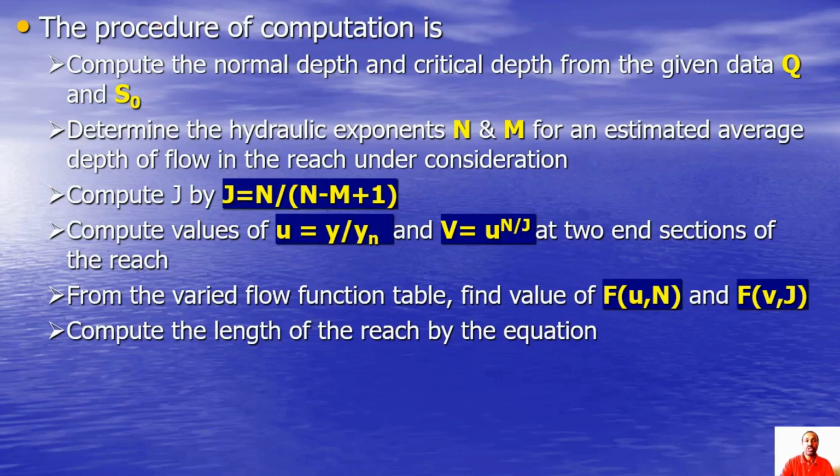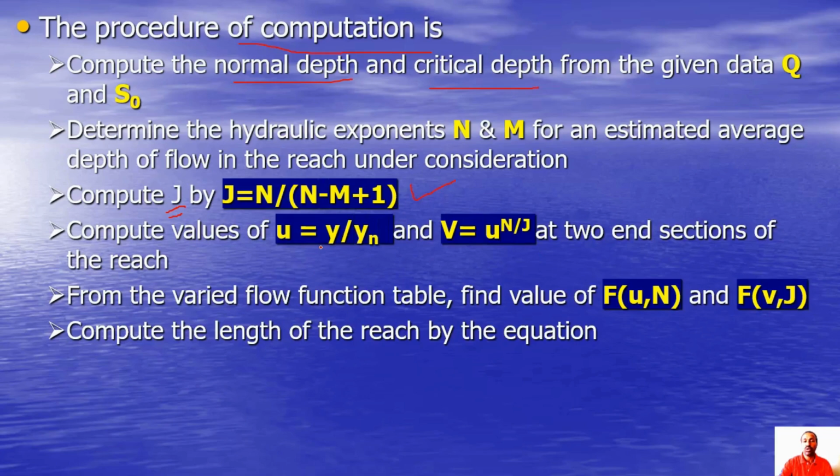So the procedure of computation for direct integration method is, first, compute normal depths and critical depths. The first step, from the given data, which is discharge, Manning roughness, and bed slope, determine the hydraulic exponents n and m for an estimated average depth of flow in the reach under consideration. Then compute j. After you compute n and m, you will compute j. Once you compute j, compute the value of u, which is y divided by yn, and v is equal to u to the power of n over j, at the two intersections of the reach.